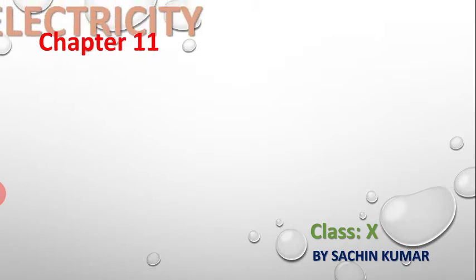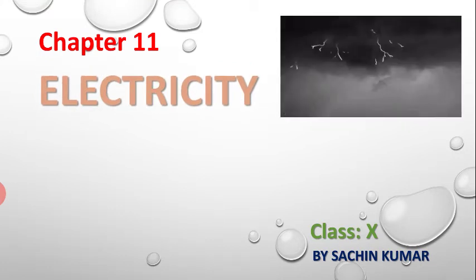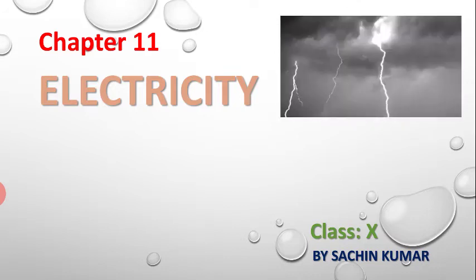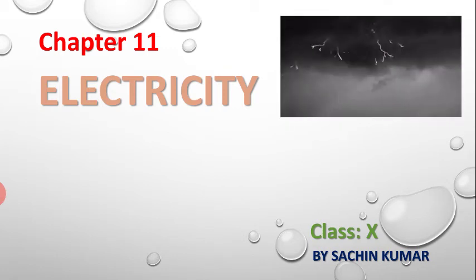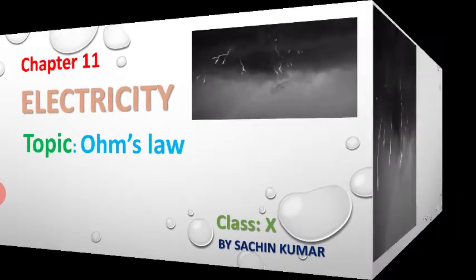The name of the chapter is Electricity. In this chapter, we will discuss electric current, potential difference, and resistance. After understanding these concepts, we will discuss the law, that is Ohm's law, that establishes the relationship among them. Okay, let's start our chapter first with this diagram.